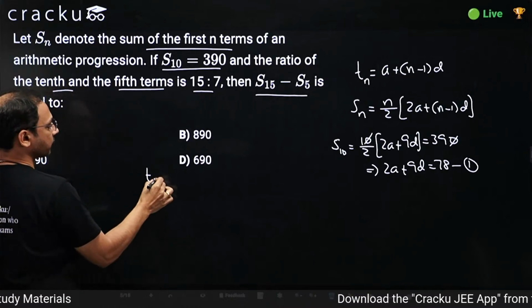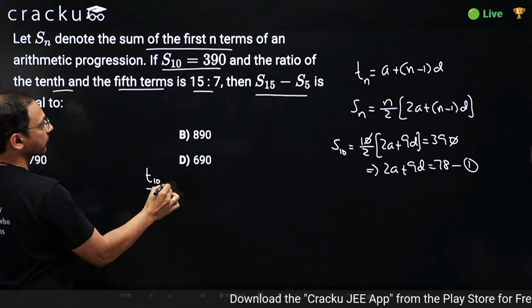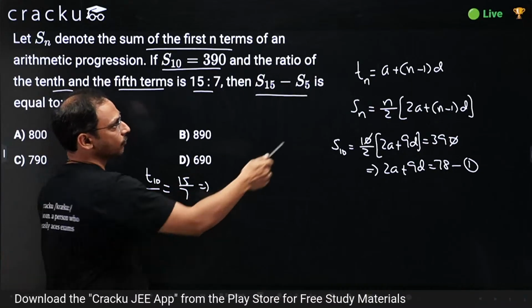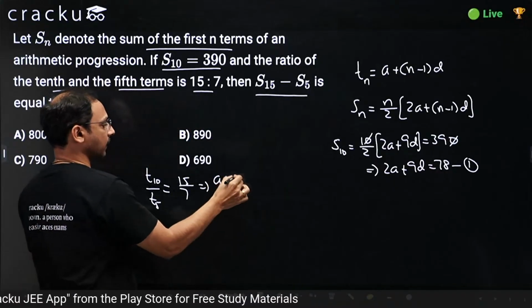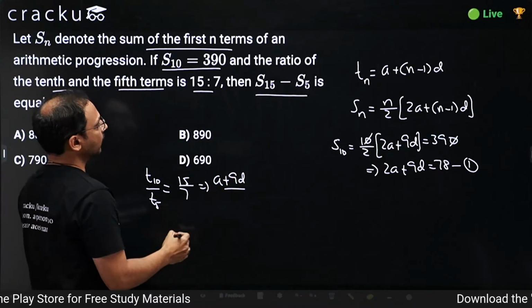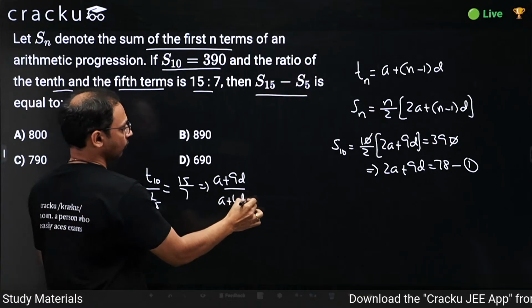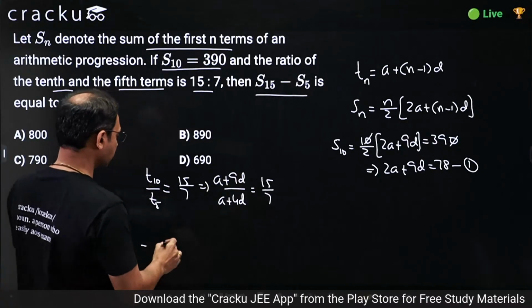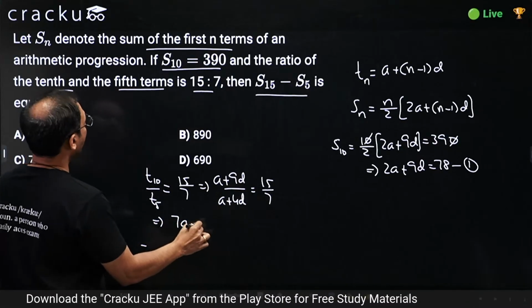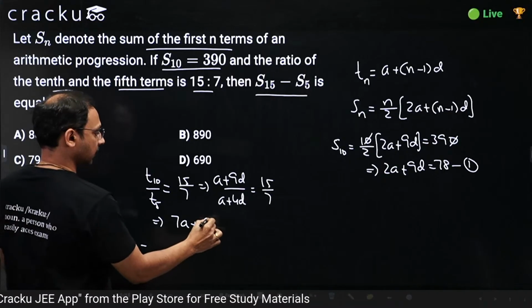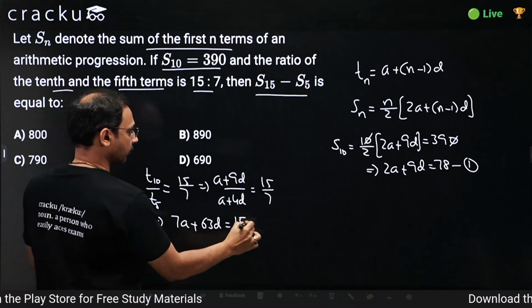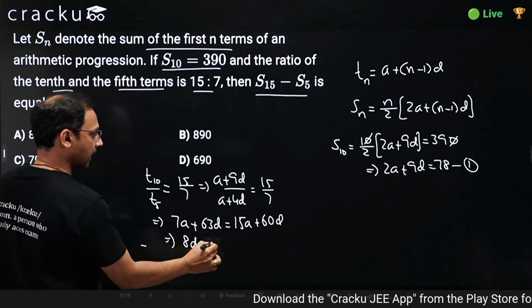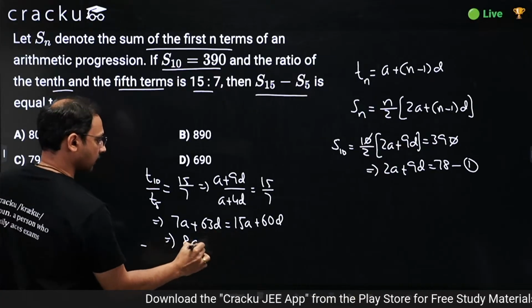10th term upon 5th term is given as 15:7. 10th term, if you use this formula, it will be a plus 9d, and 5th term will be a plus 4d. So as you can see, if I cross multiply, I'm going to get another linear equation. So I would be getting 7a plus 63d is equal to 15a plus 60d, or 8a is equal to 3d.